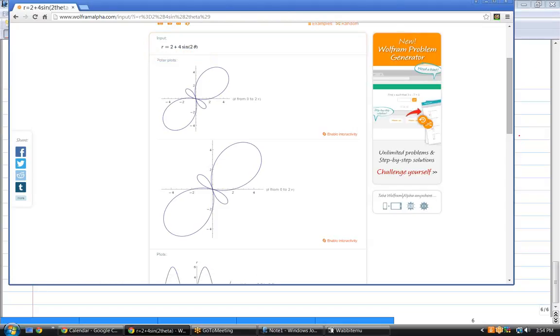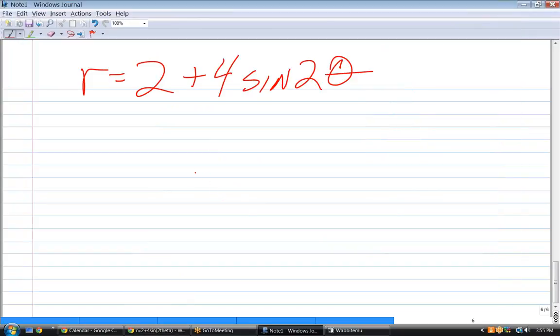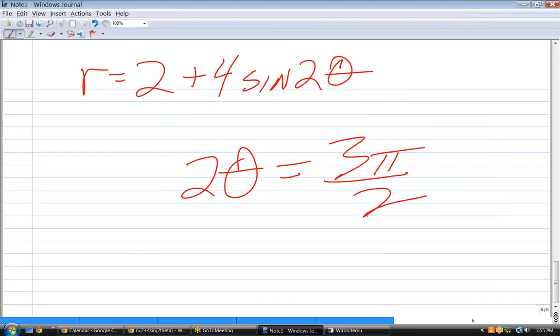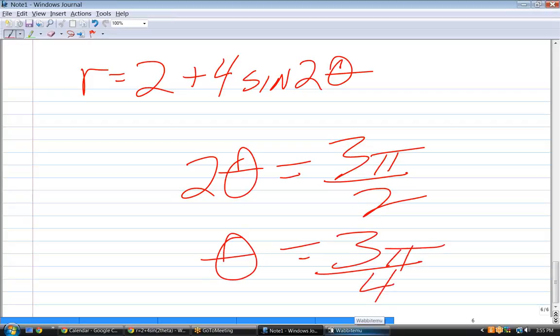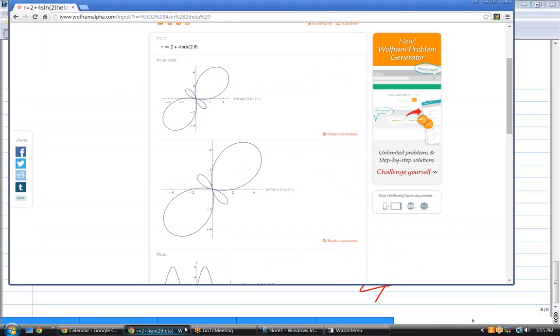Why can't I do the math in my head here? So we want 2 theta to equal 3 pi over 2. So theta must equal 3 pi over 4. So this part of the curve right there is theta of 3 pi over 4. And it's down there in the 4th quadrant because r is equal to minus 2 there.